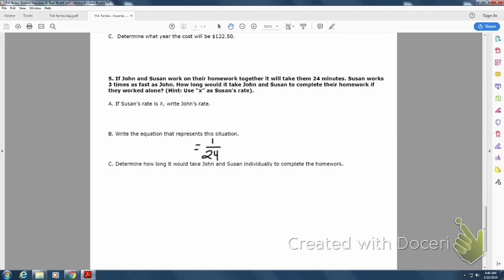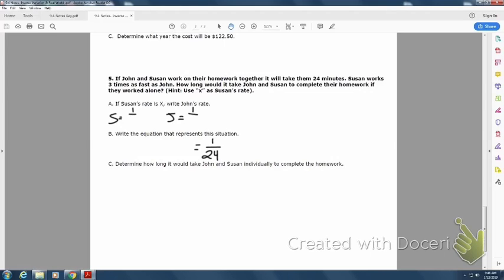So, if I was to write John and Susan's rate, it's still 1 over something. It's the one homework. That's the one job. What would Susan's rate be? 3x. Think about it for a minute. Susan works 3 times as fast as John.